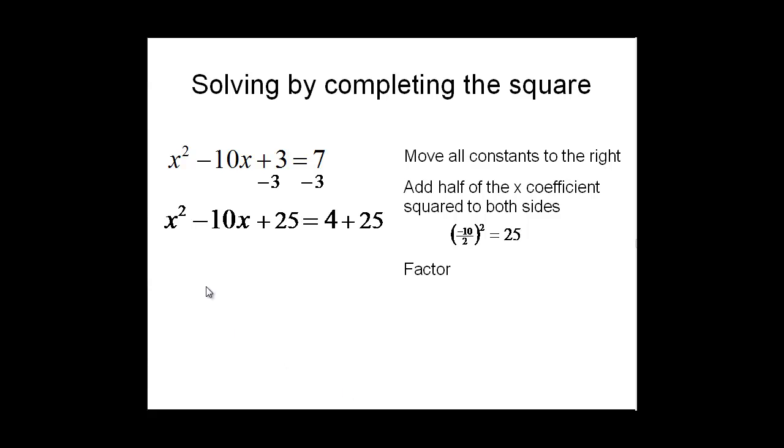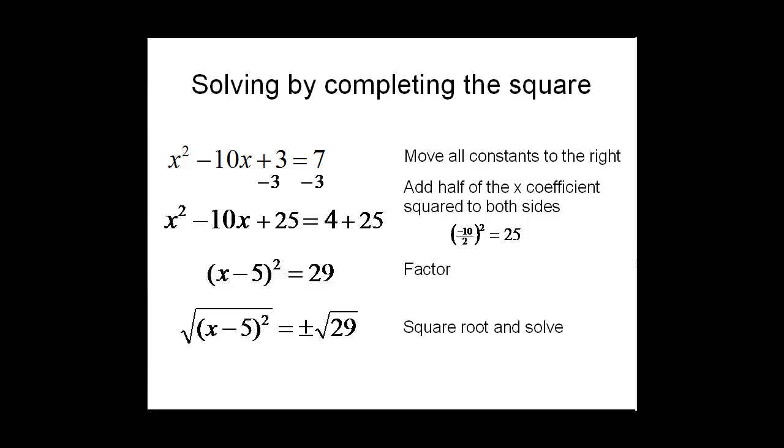And then I factor. This is a perfect square. We completed the square. That's why it's called completing the square, because x squared minus 10x plus 25 is a perfect square. That's x minus 5 squared. You can just take the x, take the minus from the middle, half of 10 makes 5. And 4 plus 25 is 29. Now we're into that square thing, so to get rid of the square, we take the square root.